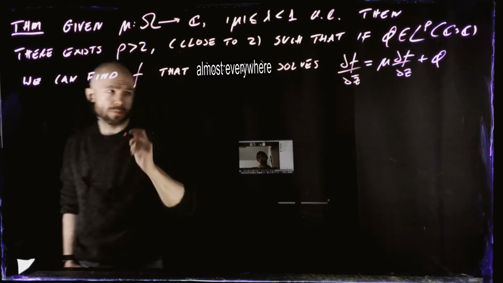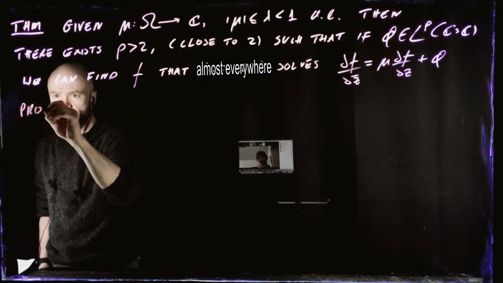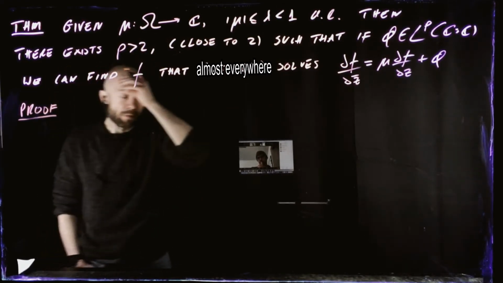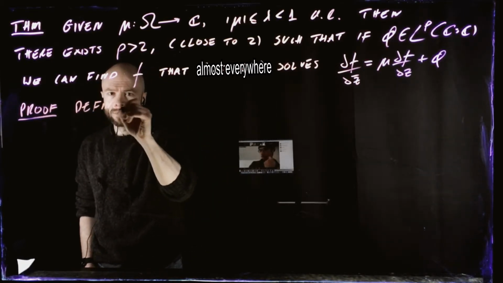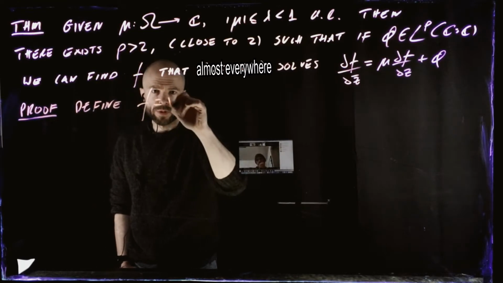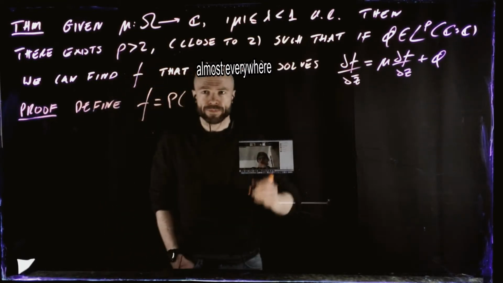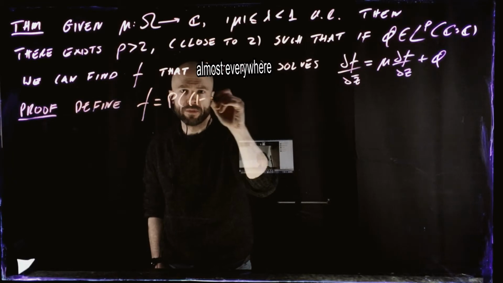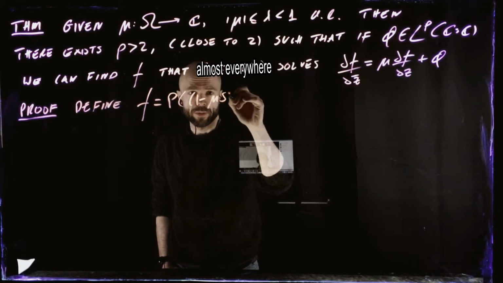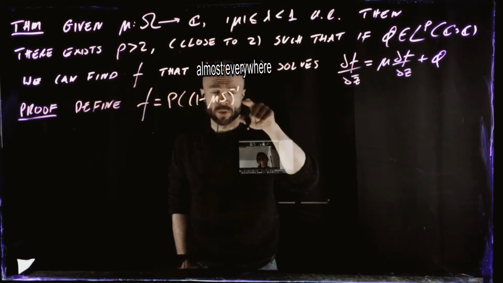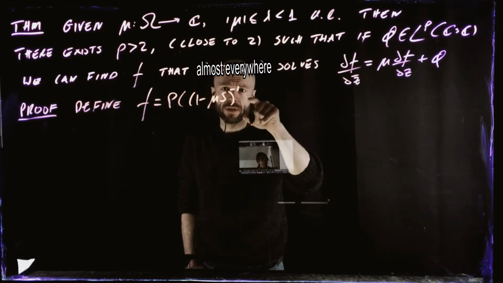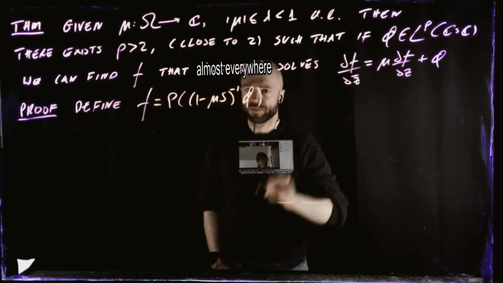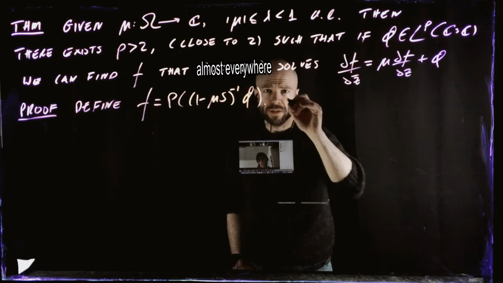So, proof, we're going to use the machinery that we've built up. So, we're going to define f to be this Cauchy type transform P, composed with (1 minus mu S)^(-1), S being the Beurling transform, minus 1, I'll explain in a second again what this is. This is the identity here, this times phi, like this. Okay, so this makes sense.